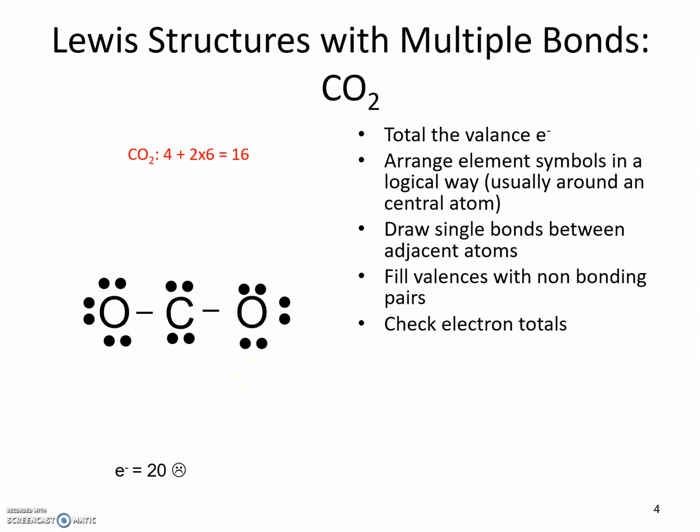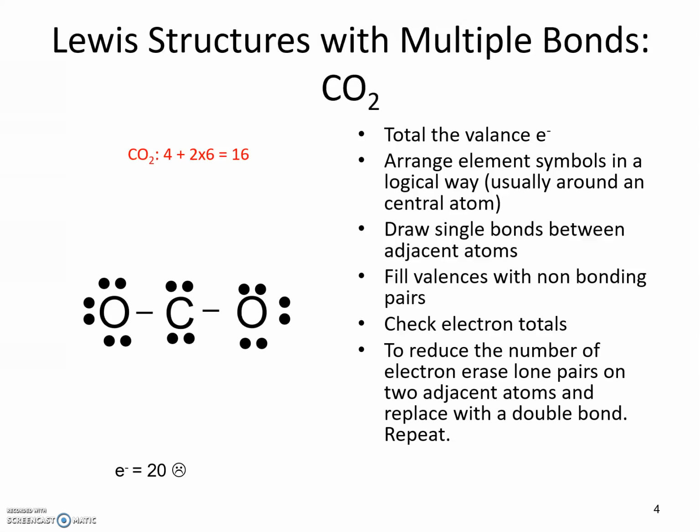So I'm going to use a strategy of making multiple bonds. The way I do that is I'm going to erase the non-bonding pairs on two adjacent atoms, like that, and then replace them with a bonding pair. You can check here that carbon's octet is still satisfied: it's got 2, 4, 6, 8. Same with oxygen: 2, 4, 6, 8. But now I've got fewer electrons. I've only got 18 now rather than the 20 I had before. But that's still not the right number. The number I want is 16.